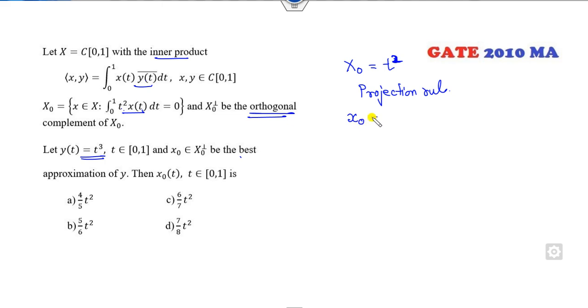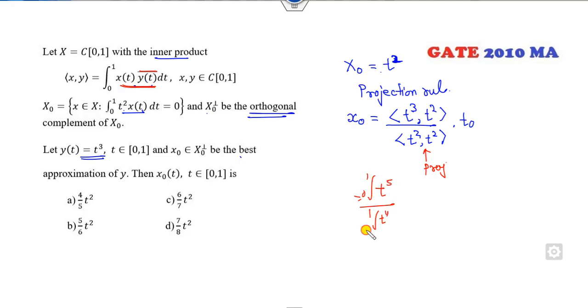Fine. So what is my x naught? X naught is a part of this. So what is the projection value? Inner product of t cube and t square over the inner product of t square with itself, times the element x naught, which is t square. So basically here this is my projection. If you multiply them, the numerator is t raised to power 5 over 0 to 1, and the denominator is t raised to power 4 over 0 to 1. It is 1 over 6, and it is 1 over 5. The answer is 5 over 6 times x naught. X naught is my t square. So 5 over 6 t square is my right answer.